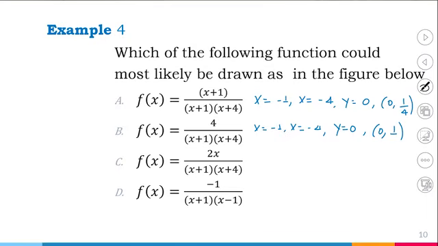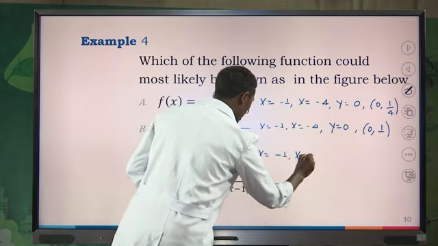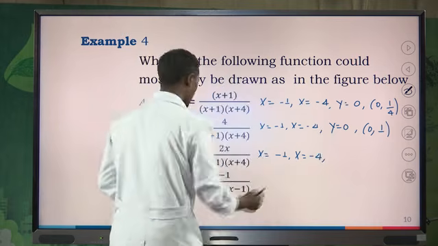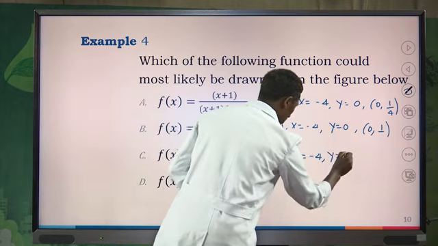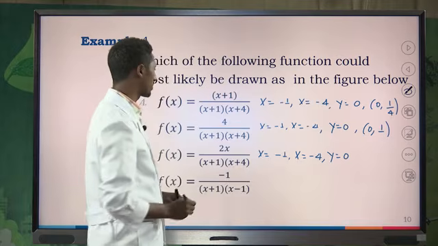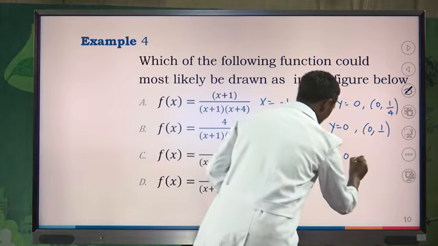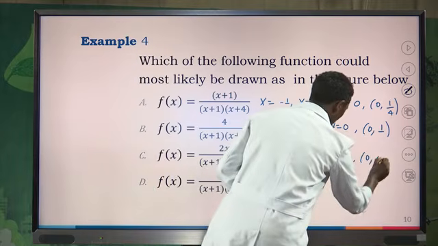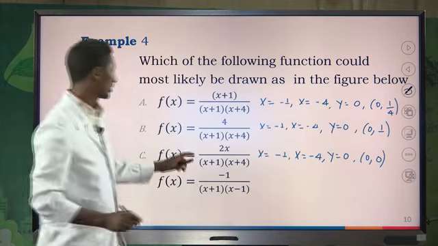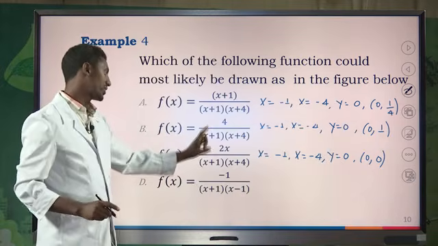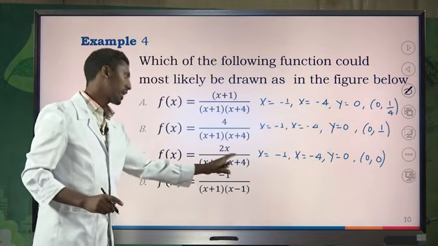Okay, similarly for this one, x equals minus 1, x equals minus 4, and y equals 0 is the horizontal asymptote. And at x equals 0, the value of y is also 0. 2 times 0, that's 0 over 1 times 4.